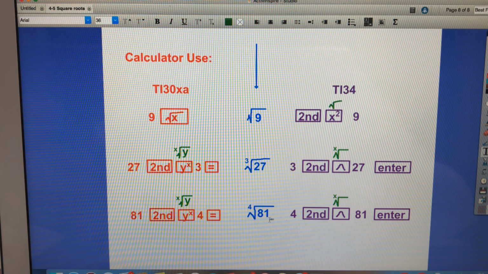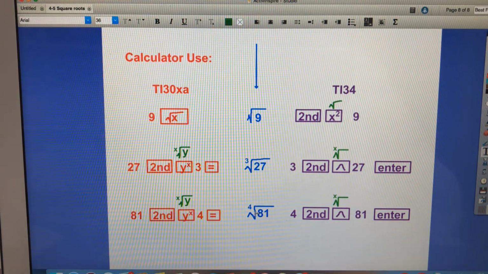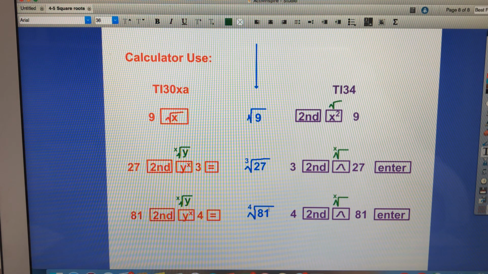fourth root of 81. This means what number multiplied by itself 4 times equals 81. But this is coming in another set of slides when we get to irrationals and fractions. But for now, here is the way that you use your calculator.